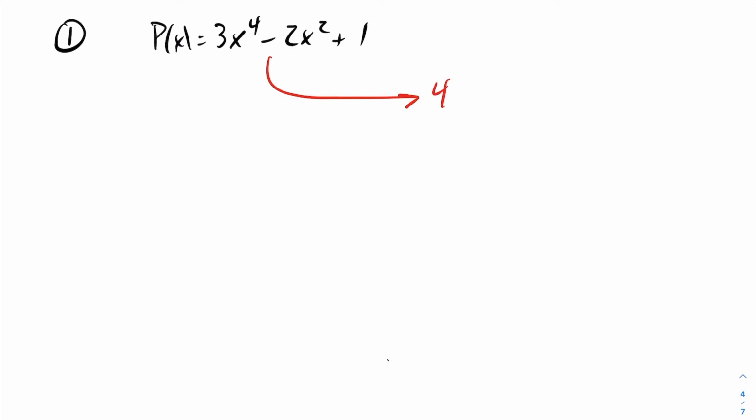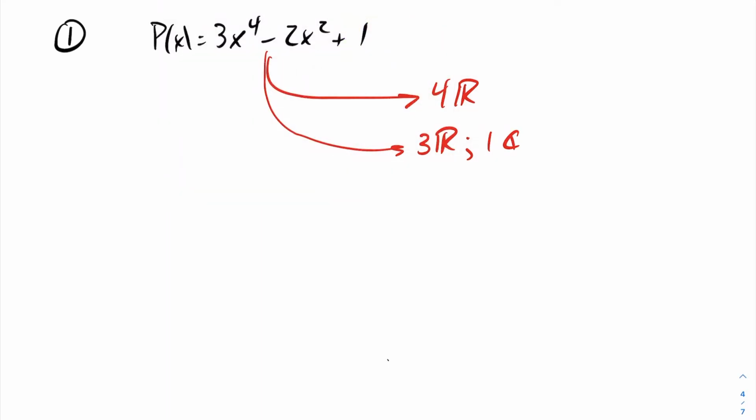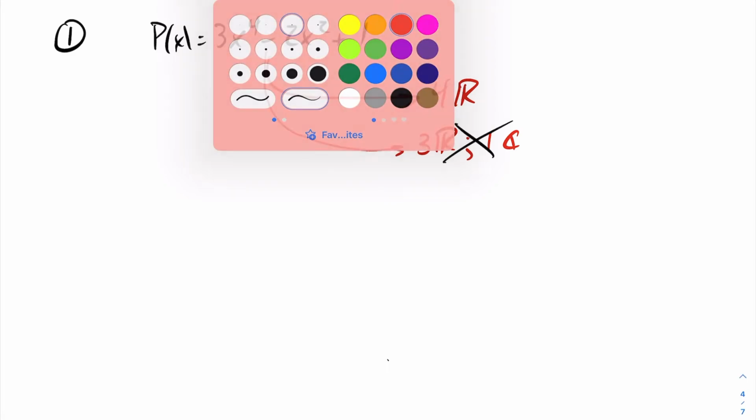Either I can have all real numbers, so 4 real, or if I were to assume I have 3 real, I would then have to have 1 complex number. And as we know now, because complex roots come in pairs, that's impossible. You can't have that decomposition.